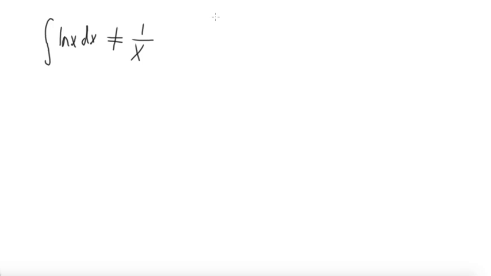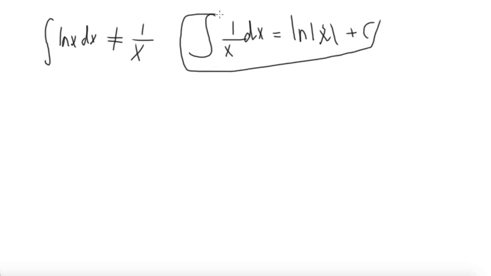The correct one is that when we have the integration of 1 over x dx, this equals ln x plus c. You need to be familiar with this because it might lead you to many more great mistakes. Most of the students think that the integration of ln x dx equals 1 over x, but it is a great mistake. The integration of 1 over x dx equals ln x plus c.